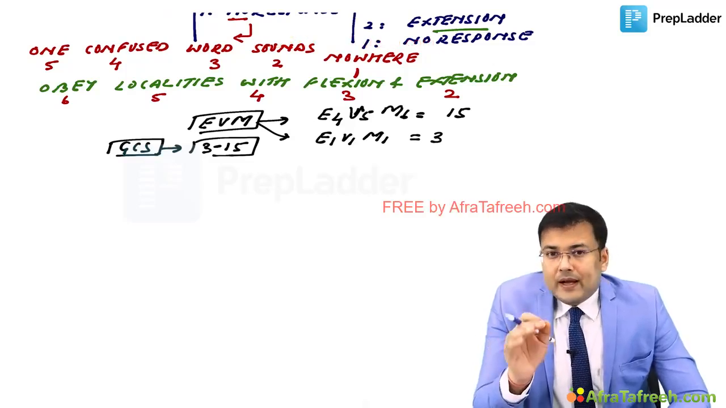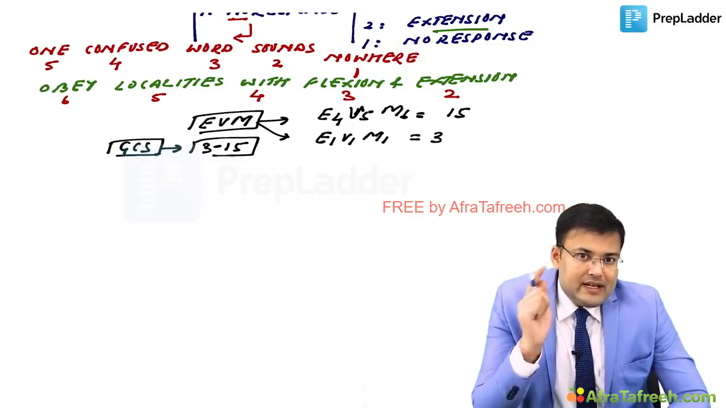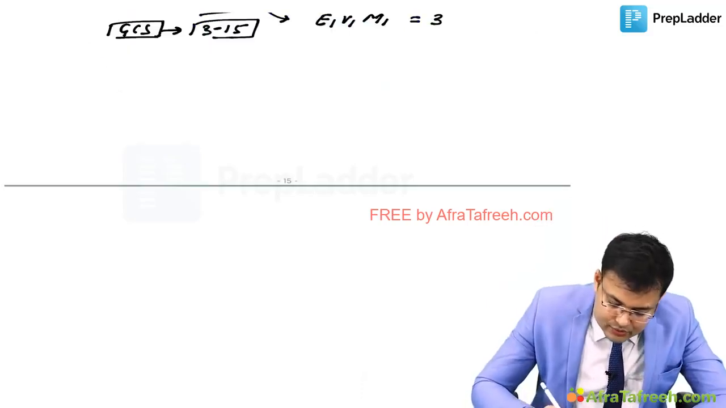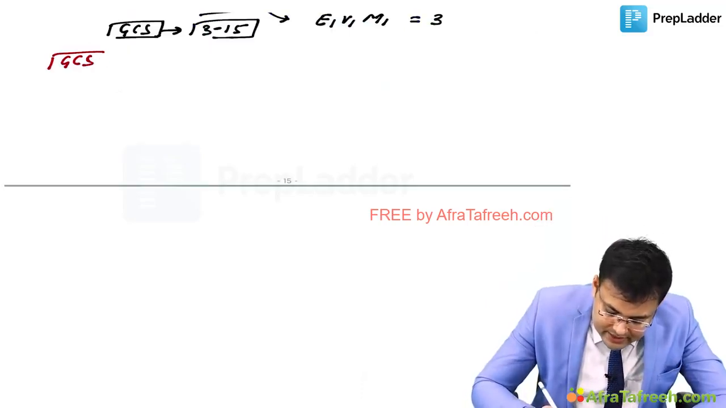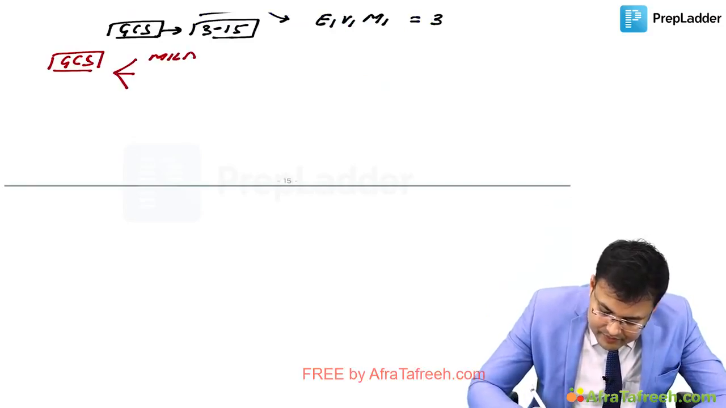Second question, depending upon the GCS score, how are we going to divide head injury into mild, moderate and severe? So according to GCS, head injury is divided into mild, moderate and severe.